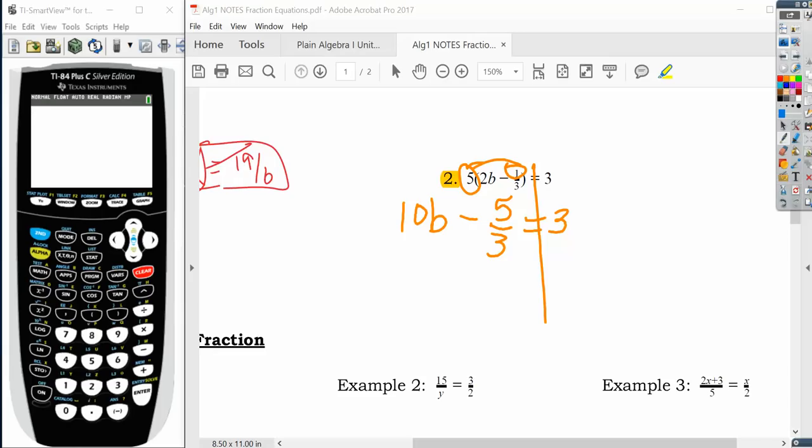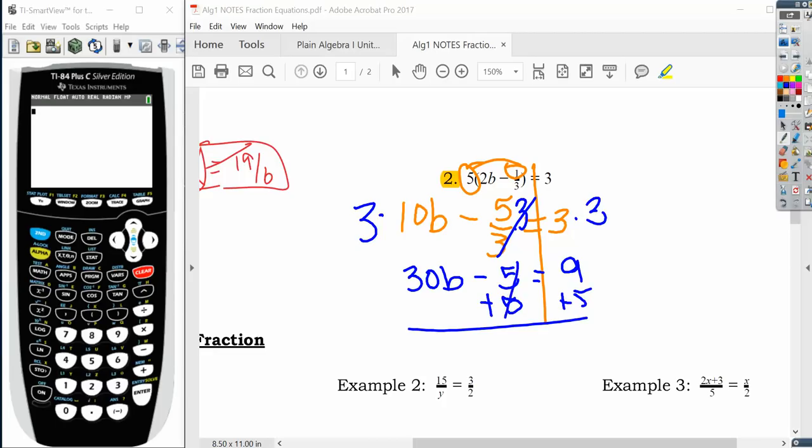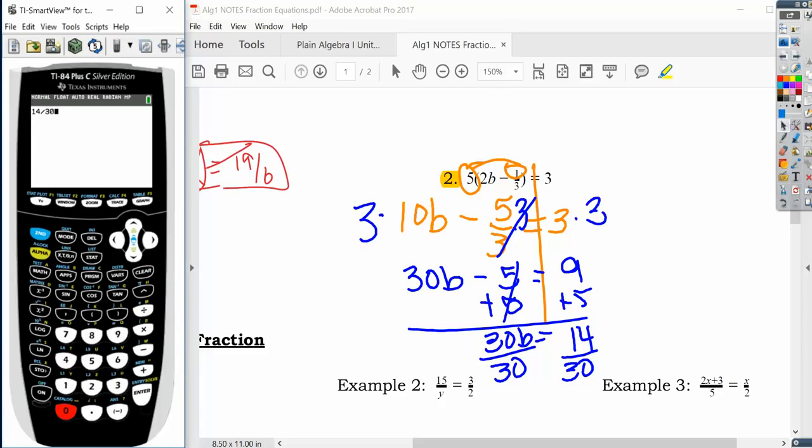So now I'm going to get rid of fractions, and I multiply everything by the denominator. So 3 times 10b is 30b. These 3's cancel out, and this is minus 5. And 3 times 3 is 9. I'm now going to add 5 to both sides. So I have 30b equals 9 plus 5 is 14. I'm going to divide by 30 on both sides. So I'm then in my calculator going to do 14 divided by 30. And I'm going to hit math, enter, enter. And I get b equals 7 over 15.